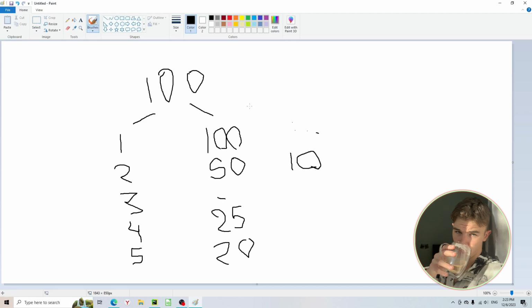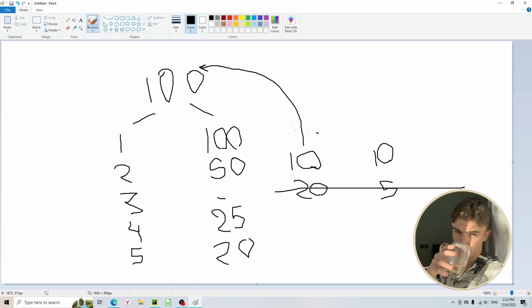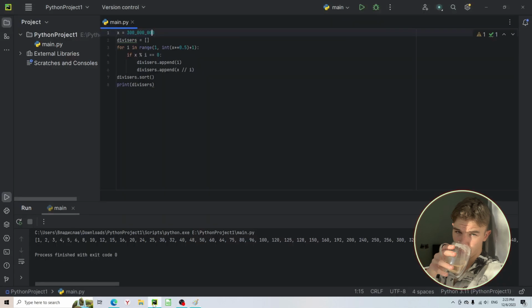We go up to 10. 10 is the square root of 100. Okay, 10 and 10. Then 20 and 5, we don't use these, so we check our algorithm only up to the square root. Okay, 100. Good.